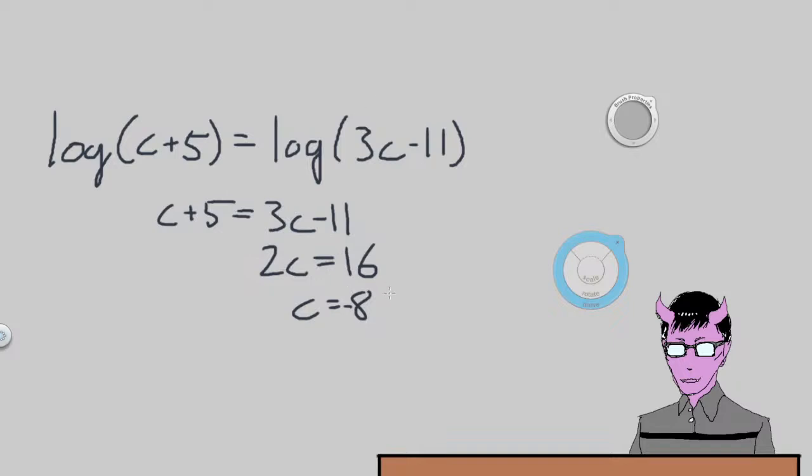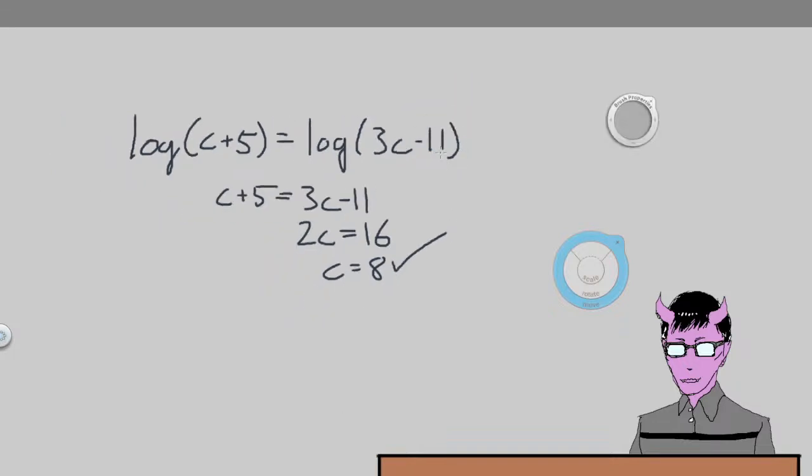So again, if we somehow end up with this one and you back plugged it in and it didn't work out, then this is called an extraneous solution and you would not report it. This would be an empty solution. But we got positive 8, so we're good to go. All right.